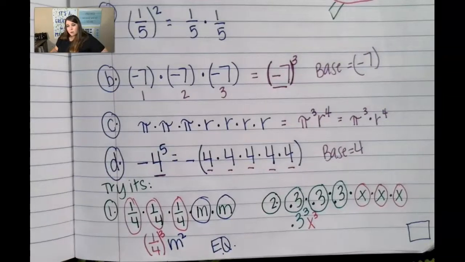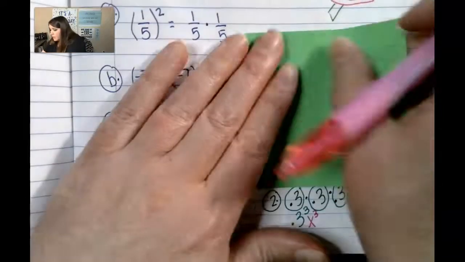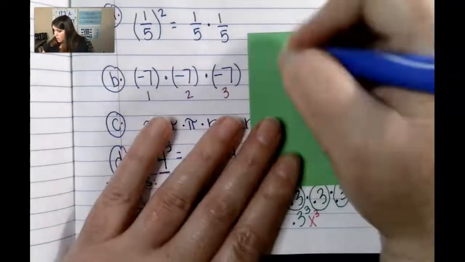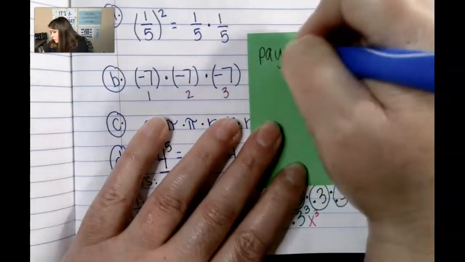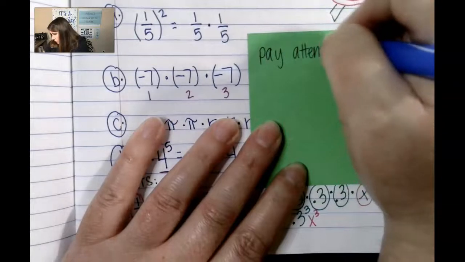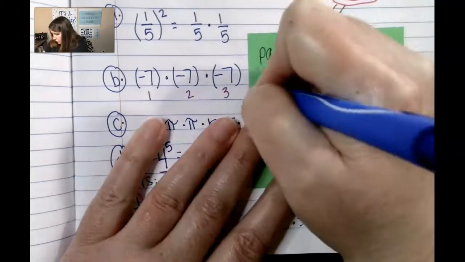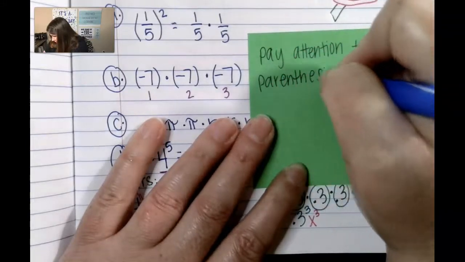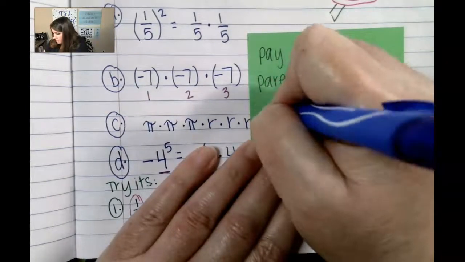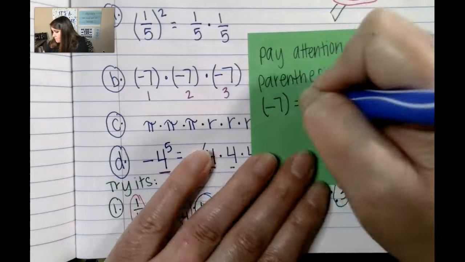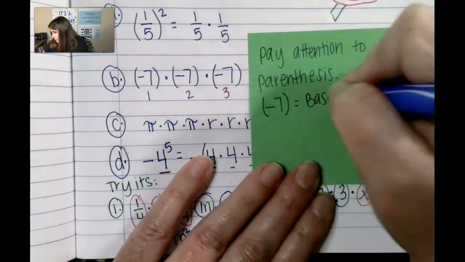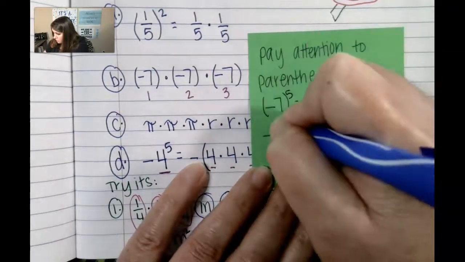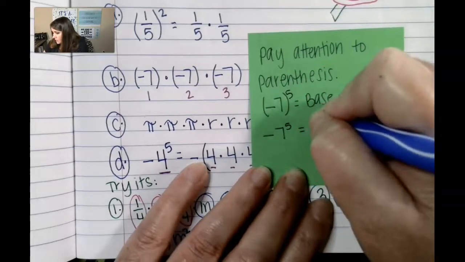So something that we should possibly note in here is that we should add this to our notes. Pay attention to parentheses. So if the base is -7, and in here, just the 7 is the base.